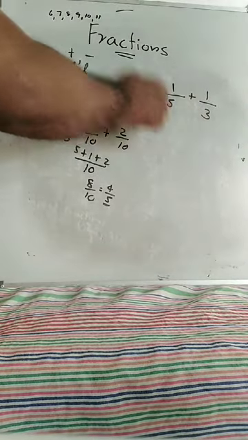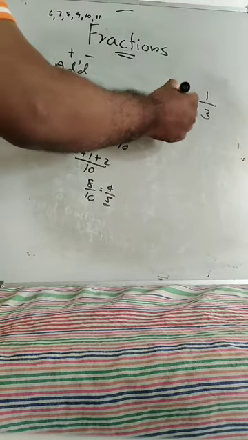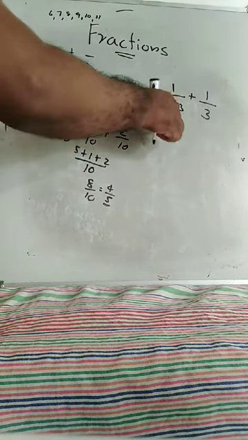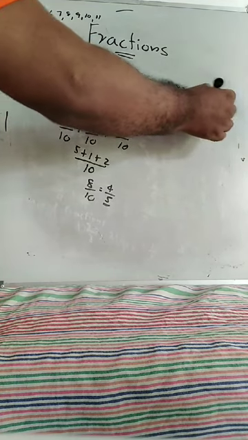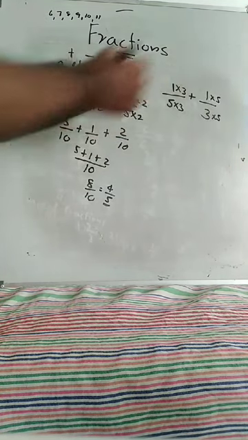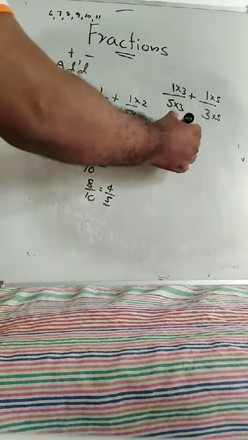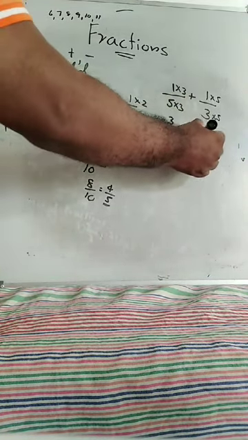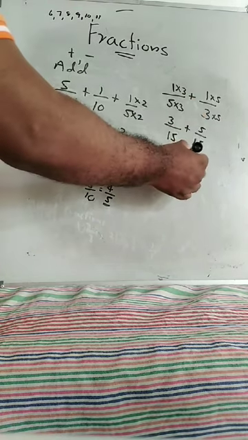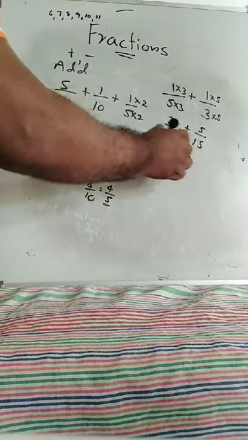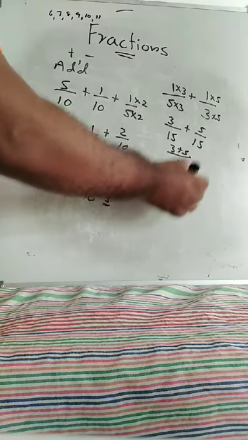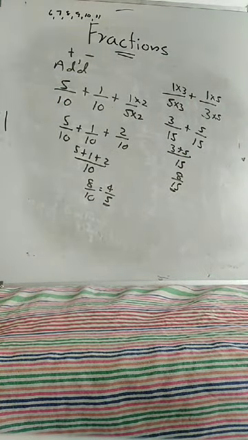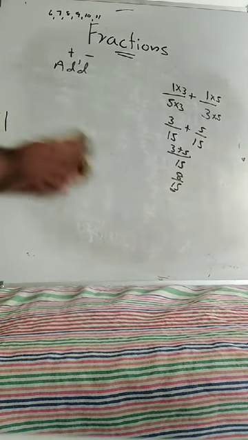5 into 3 is 15. To make 15, 5 should be multiplied by 3, and both numerator and denominator are multiplied by 3. To make 15, 3 must be multiplied by 5. Right? Then 5 into 3, 15. 1 into 3, 3. Plus 15, 1 into 5, 5. Then you can say the denominator is equal. Earlier not equal, now equal. 15. Then 3 plus 5. When adding 3 plus 5, 8 upon 15. Understand? Right. Another one.